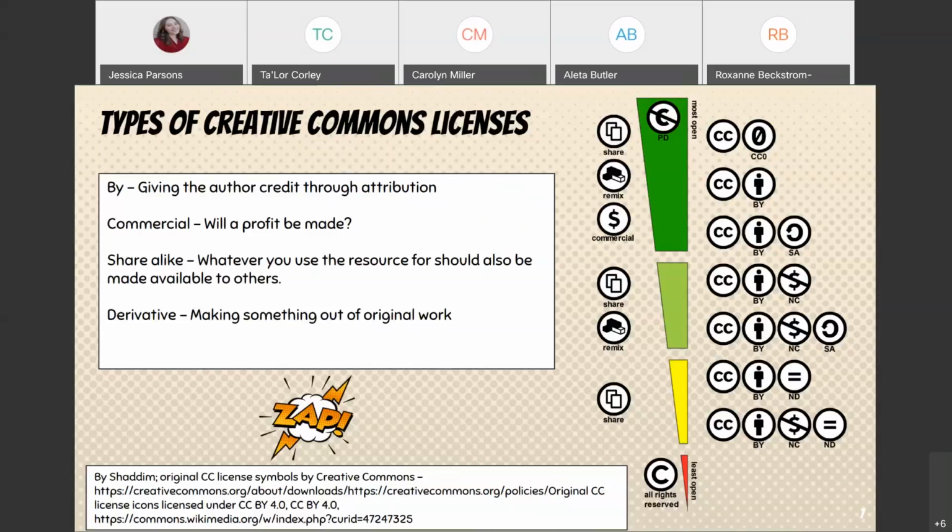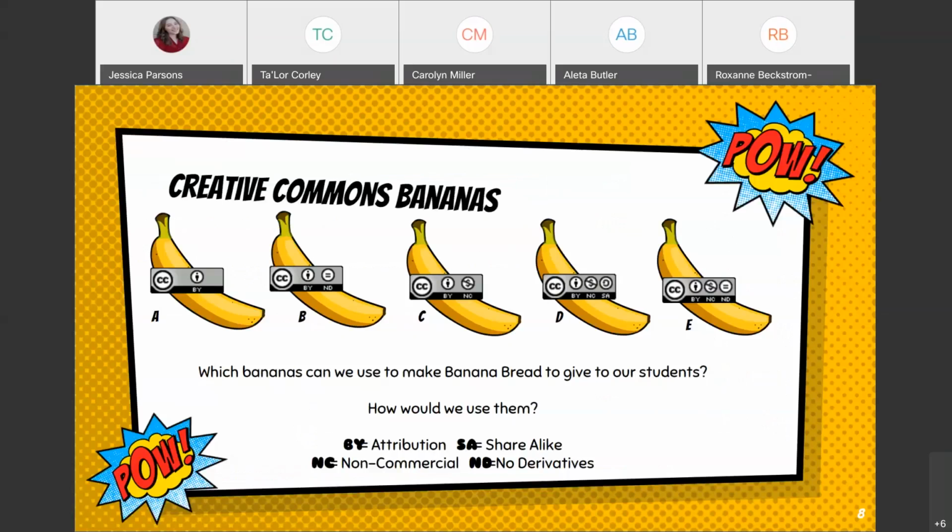Now, this is a lot of information to process, and that's okay because I have an activity for us. So let's say that we want to make banana bread and give it to our students. We go to the store and we find that there are different bananas with different Creative Commons licenses. Take a second and write in the chat and let me know which bananas, A, B, C, D, or E, do you believe that we can use to make banana breads or to make new content to give to our students? There's a little bit of a cheat sheet down at the bottom.